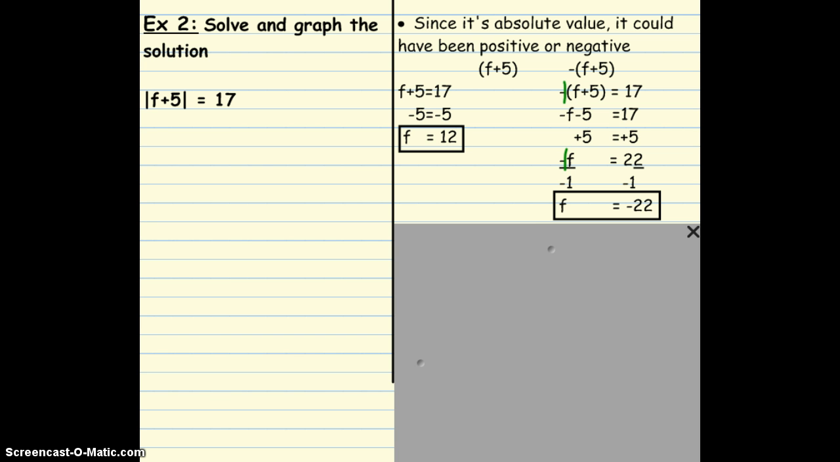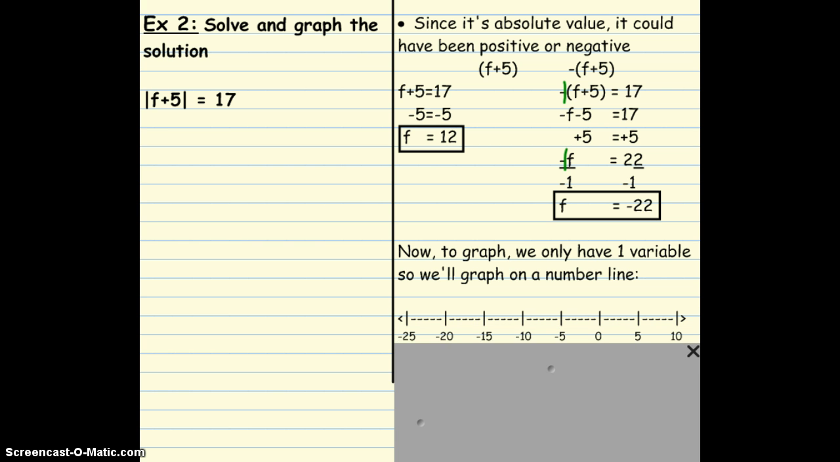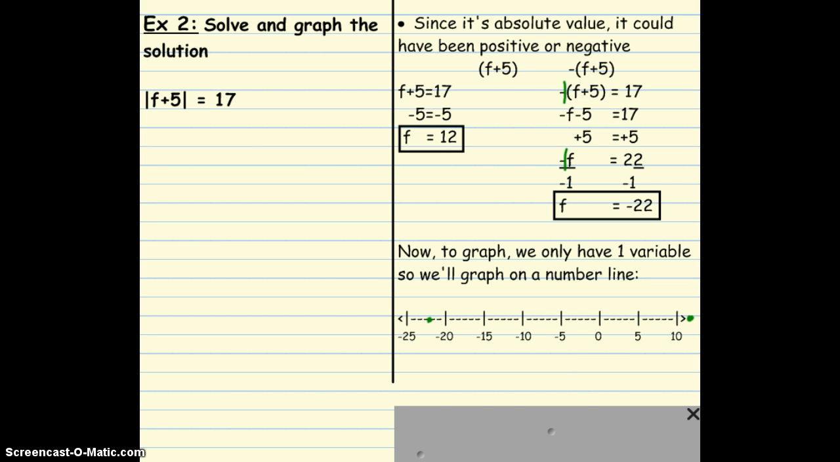Alright, the directions say solve and graph the solution. So now we need to graph. And when we graph, we only have one variable, so we can't make a coordinate graph, so we're going to have to graph these on a number line. So I've got my number line set up here with a bunch of numbers. And we're going to plot f equals 12, 10, 11, 12. I should have extended my number line a little bit, sorry. And f could equal negative 22, negative 21, 22. So now we have solved and graphed our solutions.